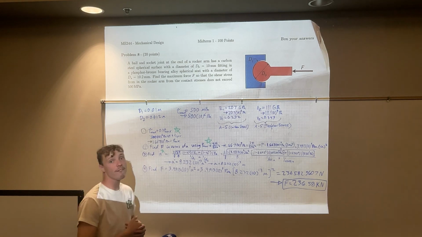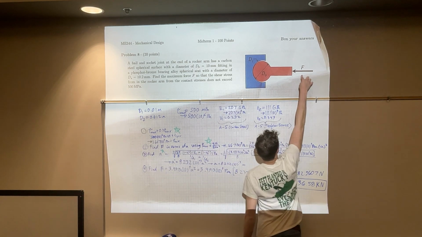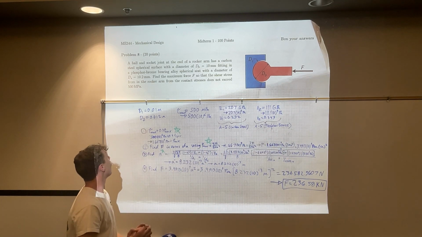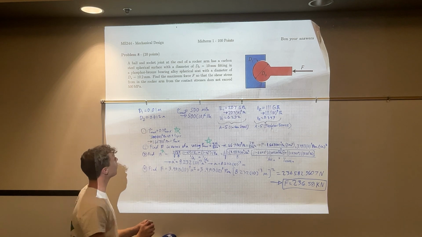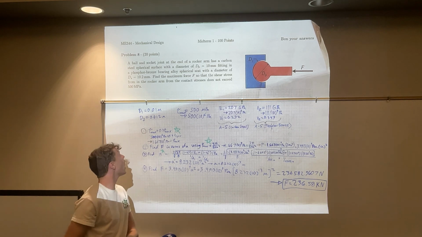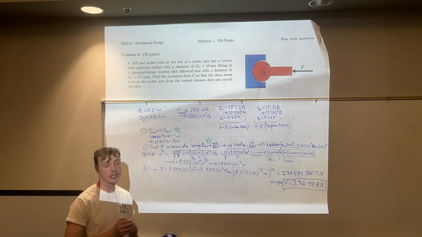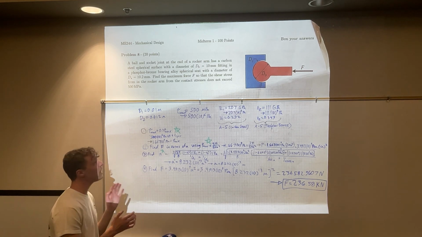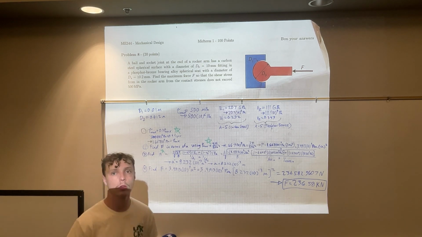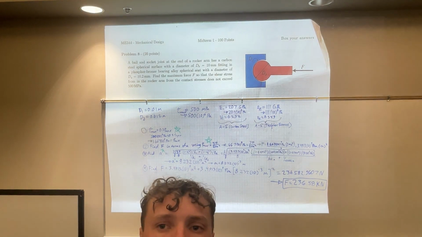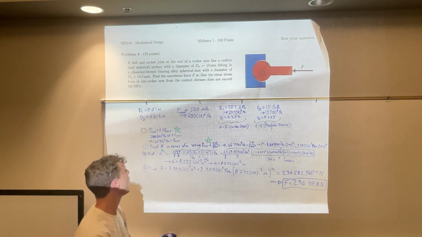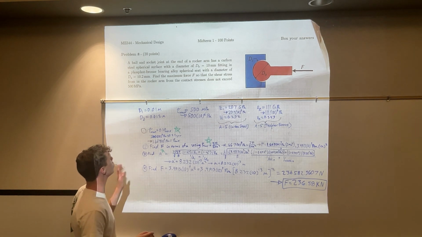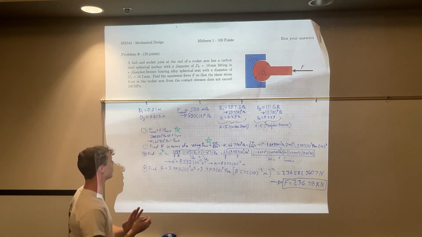Find the maximum force F, so that the shear stress in the rocker arm from the contact stresses does not exceed 500 megapascals. Okay, so where do we go from here? So we're trying to find the maximum force F, and we have the shear stress. They've given that to us in the problem.